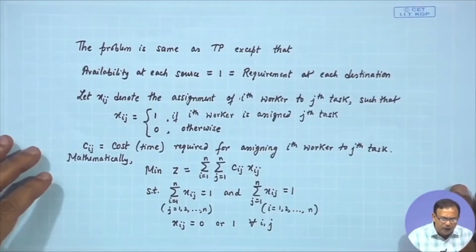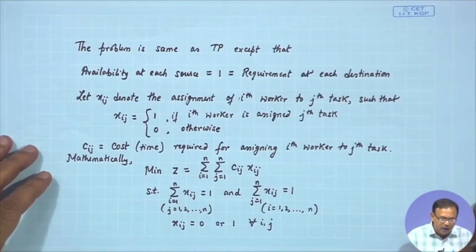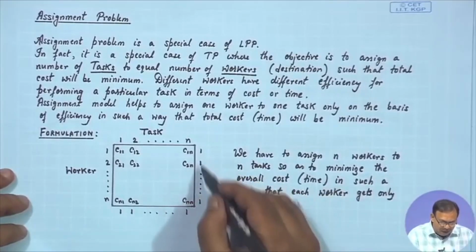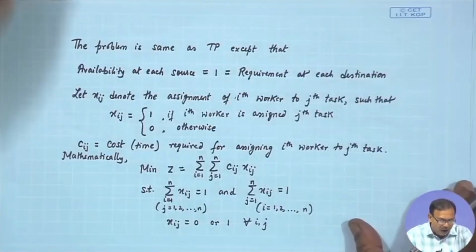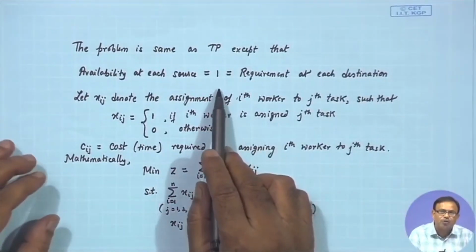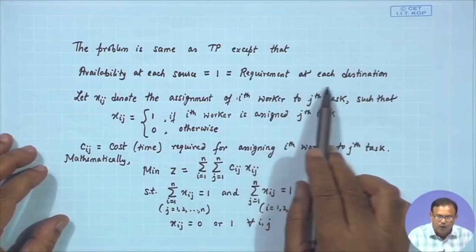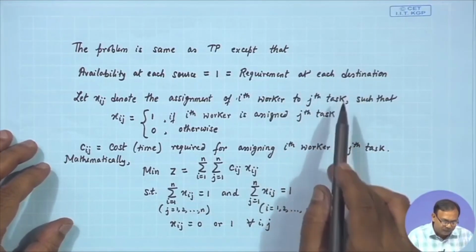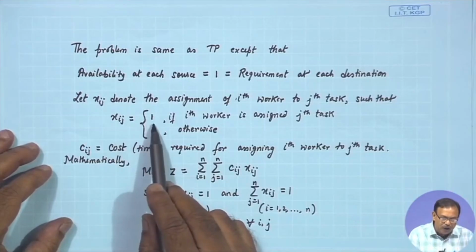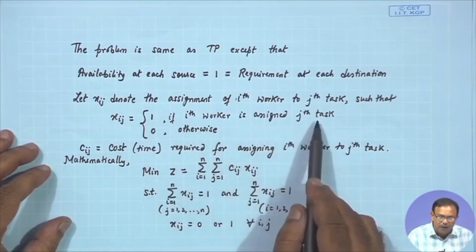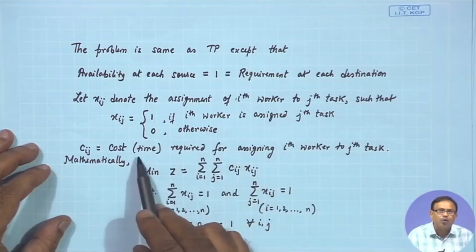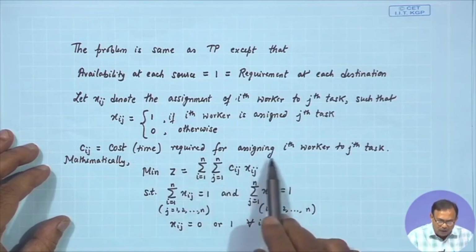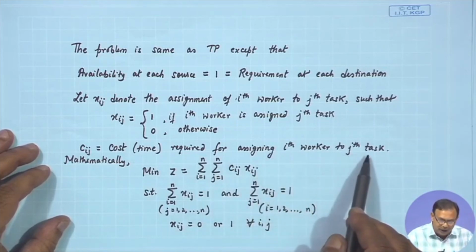So, the problem is the same as the transportation problem, except that on the availability and requirement side, the value is 1. Here the availability at each source equals 1, equal to the requirement at each destination. The value of x_ij will be 1 if the ith worker is assigned the jth task, otherwise it will be 0, and c_ij equals the cost or time required for assigning the ith worker to the jth task.